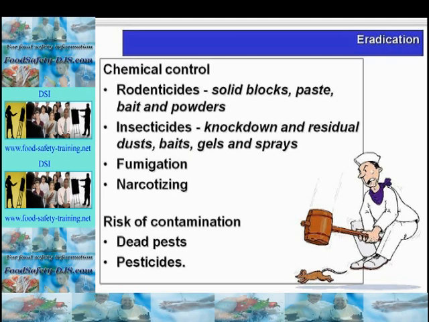There is a risk of contamination from the dead pest ending up in the food, especially if you use chemical control, and pesticides themselves ending up in the food as contamination. And the problem again is rodents dying in accessible places. So by catching them by physical means, i.e. alive or dead, at least we know where they are. We don't know where they're going to end up when we're using pesticides. Food which is contaminated must be immediately segregated and/or destroyed.